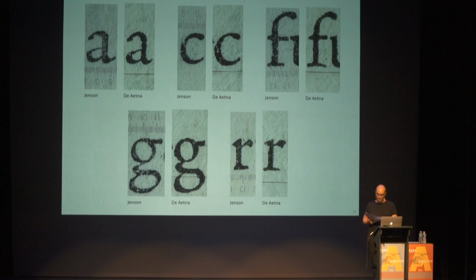Focusing on single details, we see even that the choices of Jenson in the terminals were repeated by Griffo. You see that in letter A, the terminal looks abrupt, like a mark left by lifting a pen, while in C and F it's a more regular drop-like terminal. They follow the same construction. And in G, the ear of G is just a straight stroke.